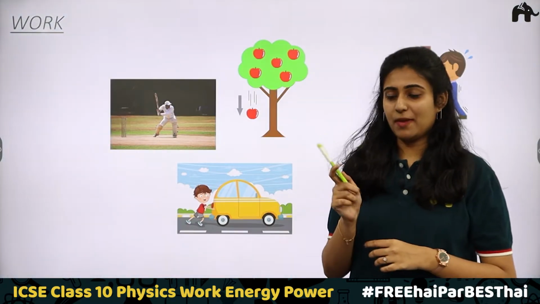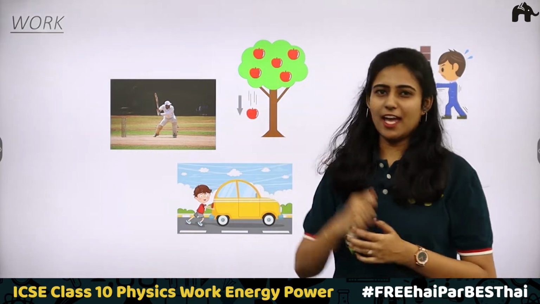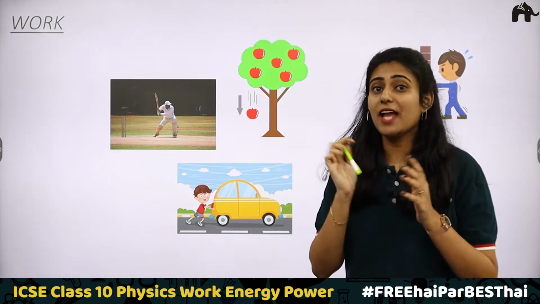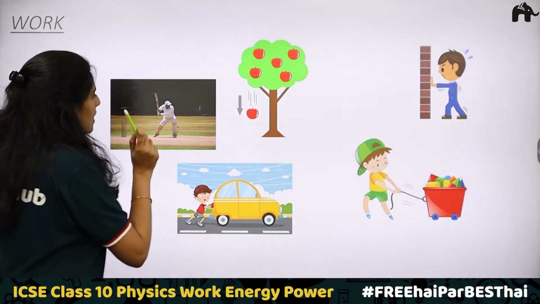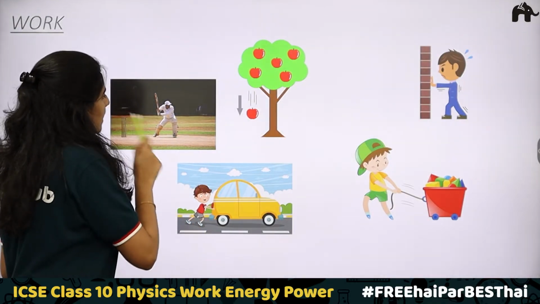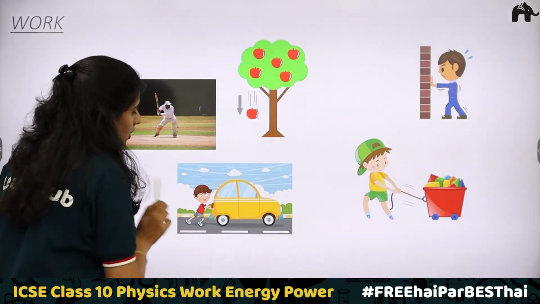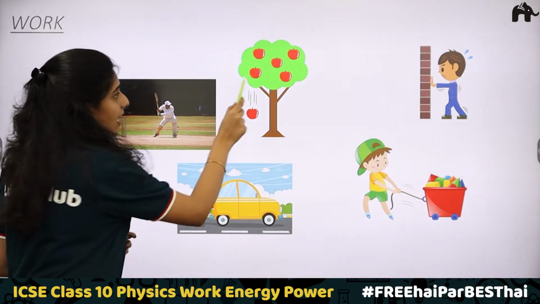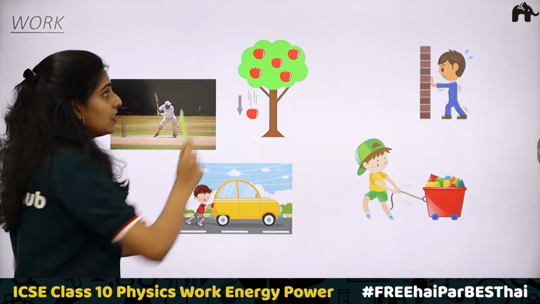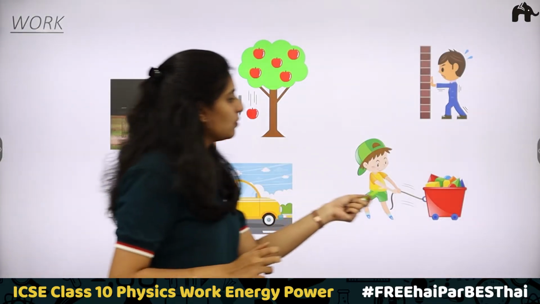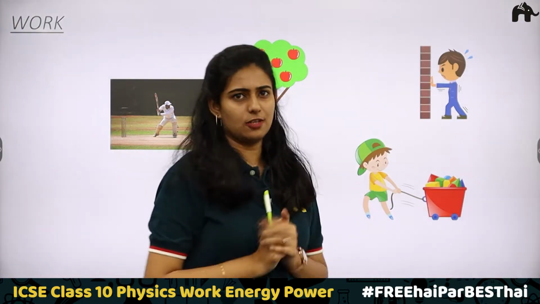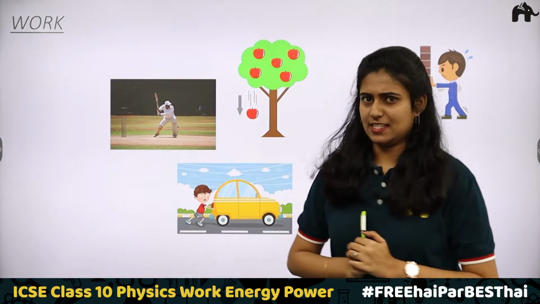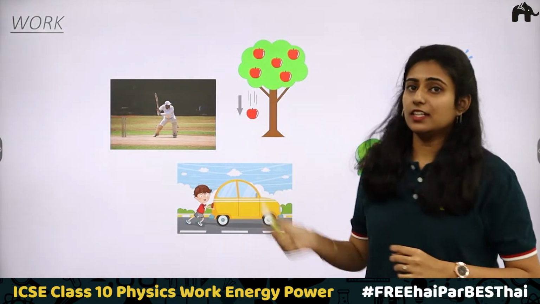Here I have a pen in my hand. I am throwing this pen and catching. What have I done? I have applied a force on this pen. Now take these examples. Here you can see a batsman who is hitting a ball. Then you have a boy who is pushing a car. Apple is falling down from a tree. Then you have a boy who is pulling a cart and a boy who is pushing a wall. Take all these instances. We'll see if there is work done or not.